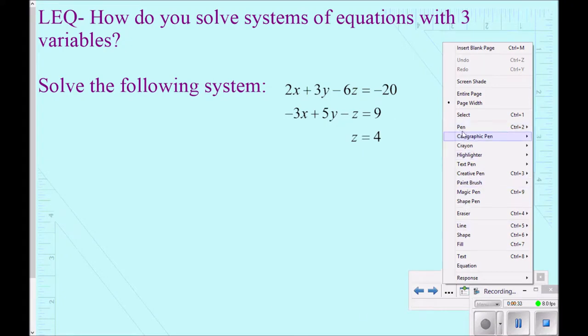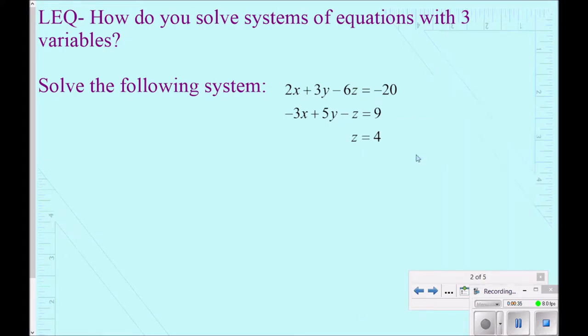Oops. So we're going to solve this system of equations. Now, this looks a little different than what you're used to. We see 3 variables and 3 equations, but the process is still the same for solving. We can still use elimination here.